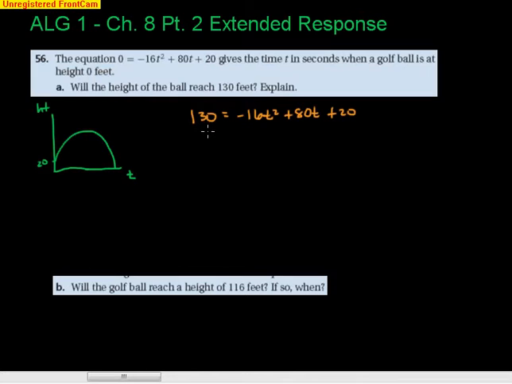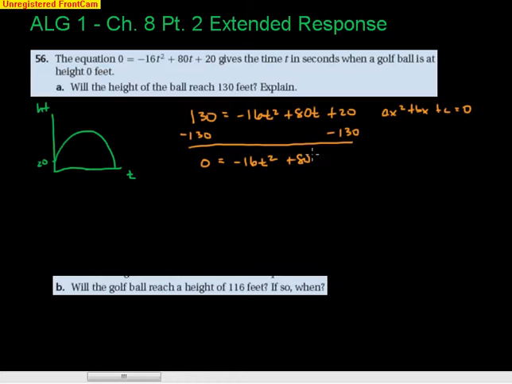And now, you need to do this problem using what's called the discriminant. And the discriminant is part of the quadratic formula. Now, before you can do that, you have to put this in the standard form. Remember, standard form is ax squared plus bx plus c. And you want that side to be equal 0 so that we can solve it. Alright, so I'm going to move the 130 to the right by subtracting it. I'm going to put it underneath the plus 20 because they can combine. This side becomes 0 equals negative 16t squared plus 80t minus 110.